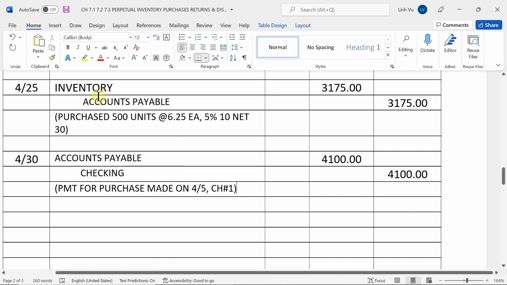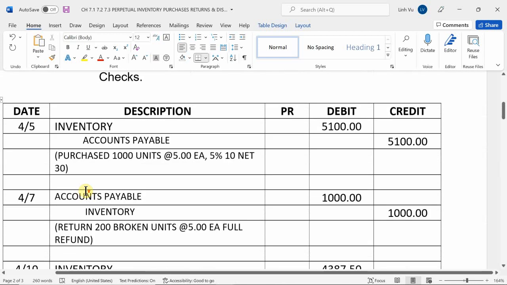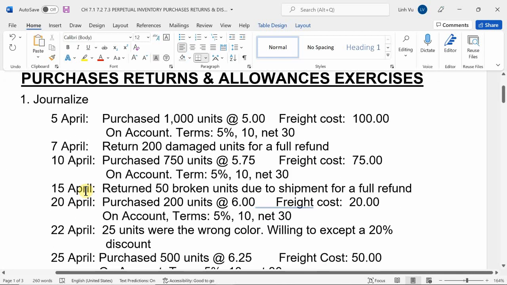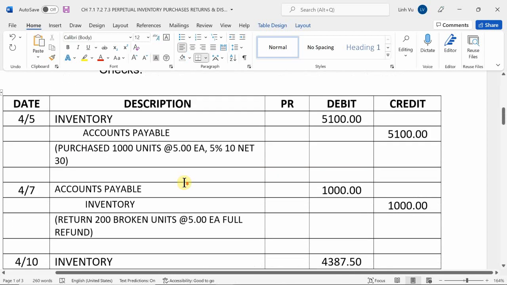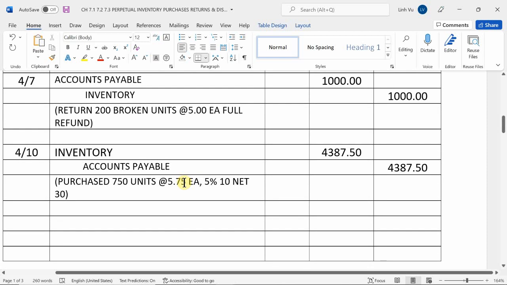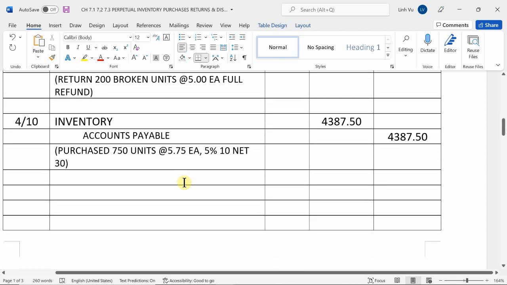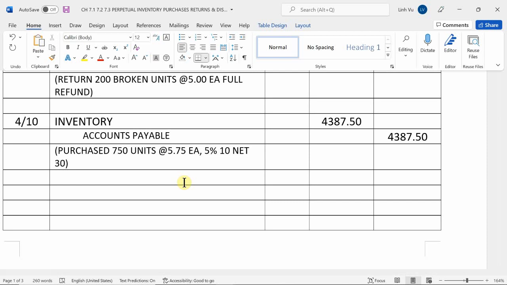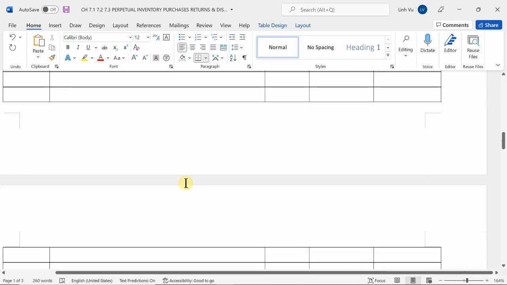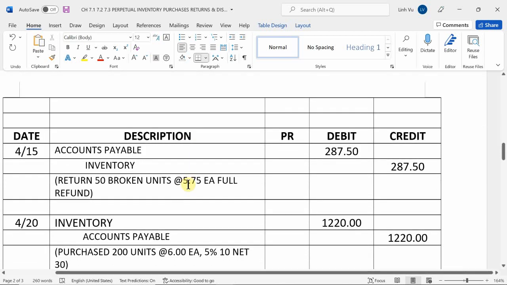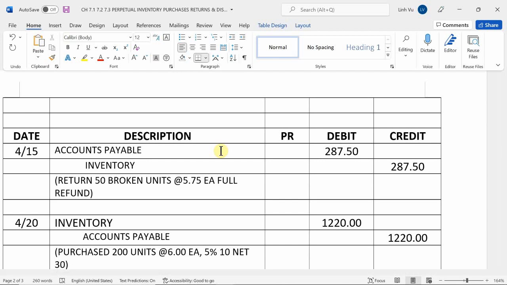So then let's go ahead and identify my second batch of inventory. I purchased right here on April 10, 750 units, but I end up returning 50 of them. When I originally purchased the 750 units, it cost me $4,387.50. But because I received a refund since they were broken, I received a refund for $287.50. So how much do I actually owe this place?